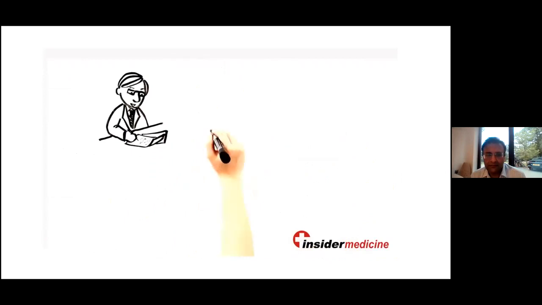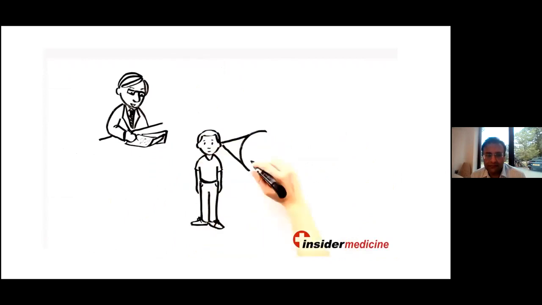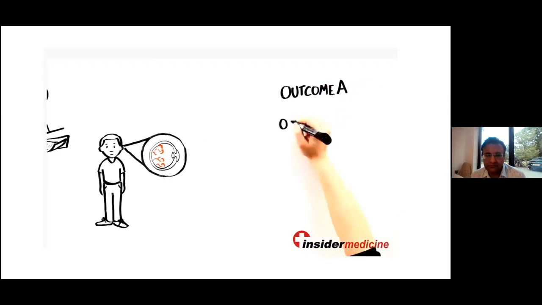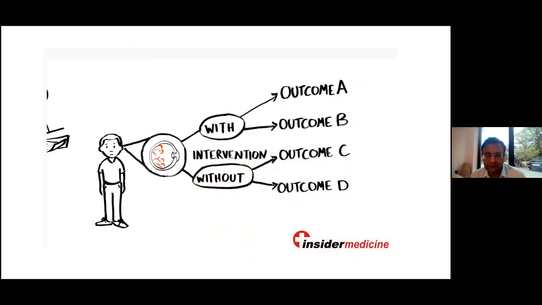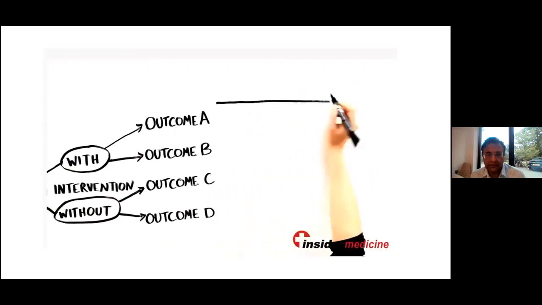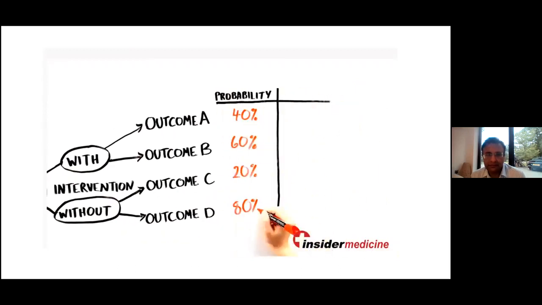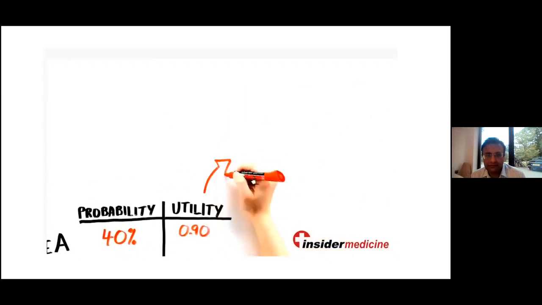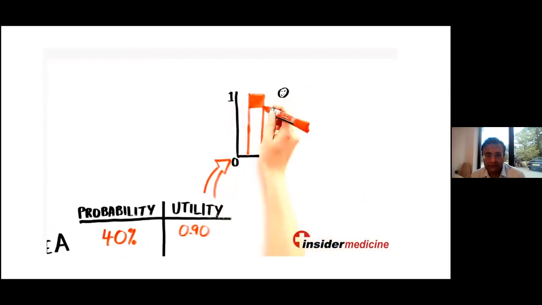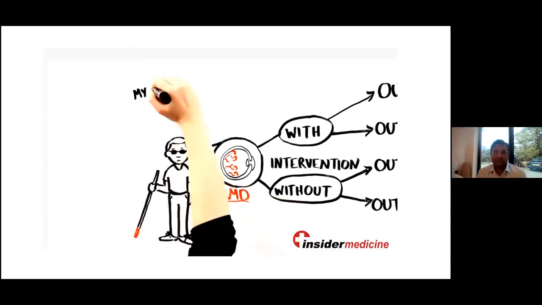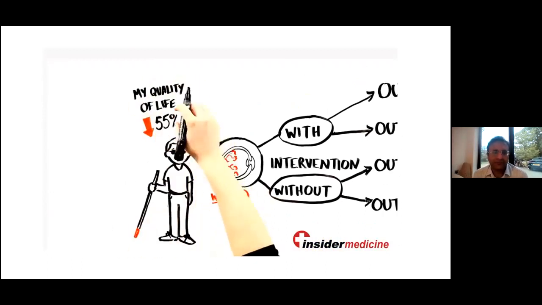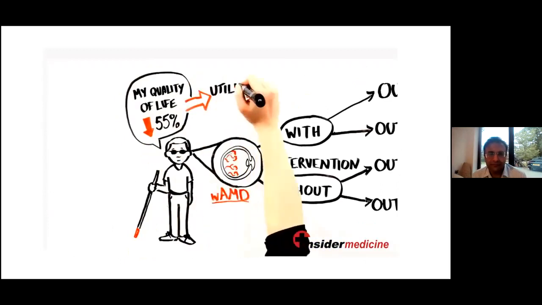Well, what we do is we look at the average person with a specific disease, and then we look at all the outcomes of that disease, both with and without the intervention that we are evaluating. For each possible outcome, we assign a probability and a utility score. The utility score is a measure of how much your quality of life would decrease with a certain outcome. For example, someone with wet macular degeneration might say that if they went blind, their quality of life would decrease by 55%. This would mean a utility score of 0.45.